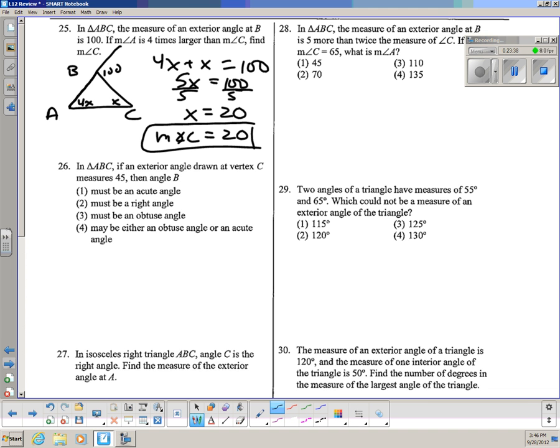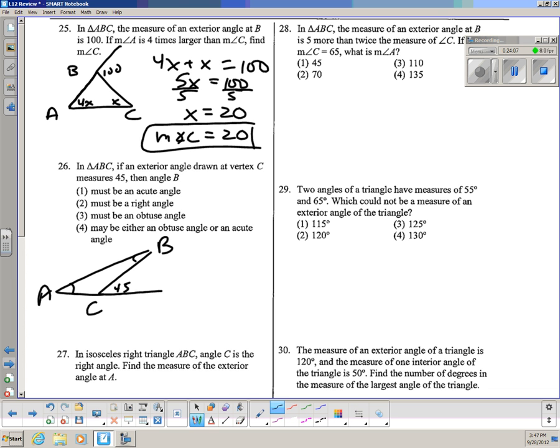Number 26 is a fantastic question. It says in triangle ABC, if an exterior angle drawn at vertex C measures 45 degrees, then angle B. I'm going to try to draw a scale picture of this. Here's my exterior angle at C. And here is the triangle. So this guy is 45 degrees. Now, if you look at the other angles, angles A and B, you notice they have to be acute.